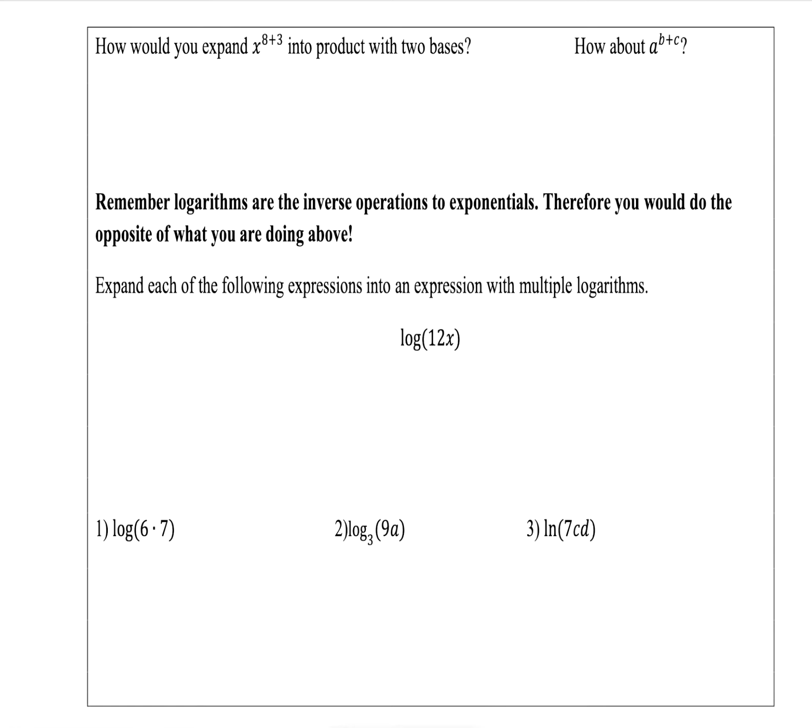So if I were to expand x to the 8 plus 3 into a product with two bases, not just one, so we don't want x to the 11th, 8 plus 3 is 11, that would be x to the 8th times x to the 3rd. And how about if we did a to the b plus c? Well, very similarly, that would be a to the b times a to the c.